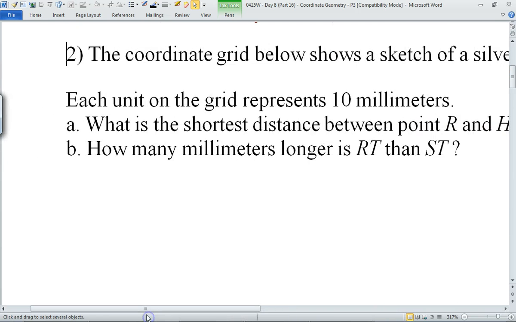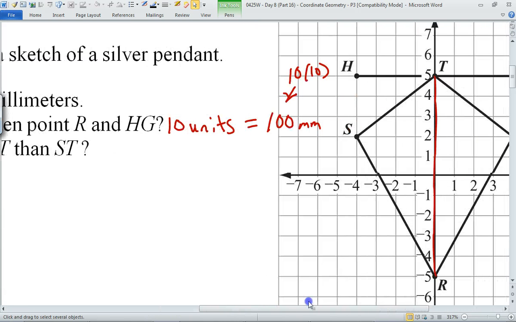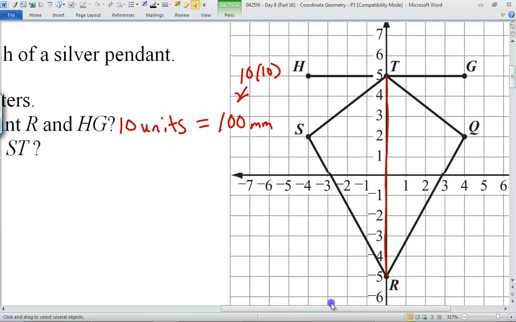All right. Okay, so we're supposed to find how many millimeters longer is RT than ST. So we already have RT. So let's find ST. Now watch this very carefully, you guys. I could use the distance formula again, I suppose. But I'm not going to. Because if I want to find ST, the easiest thing to do is just to look at ST as the hypotenuse of this right triangle that I'm drawing in blue. Okay? ST is the hypotenuse of this triangle.